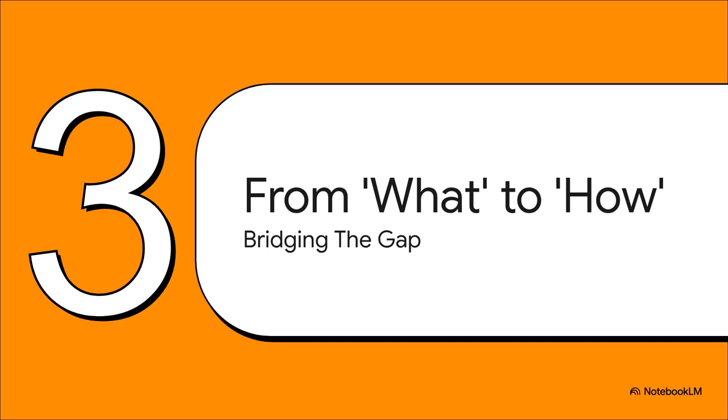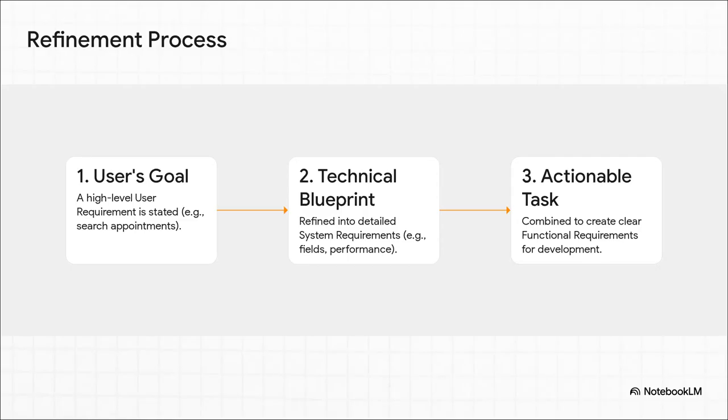Okay, that makes sense. So there's this obvious gap between my big picture goal and your detailed blueprint. So Liam, how do we actually bridge that gap? How do we make sure that the search function I'm imagining is the one I actually get in the end? Well, it's really a process of refinement. We start with your high-level goal, right? Search appointments.